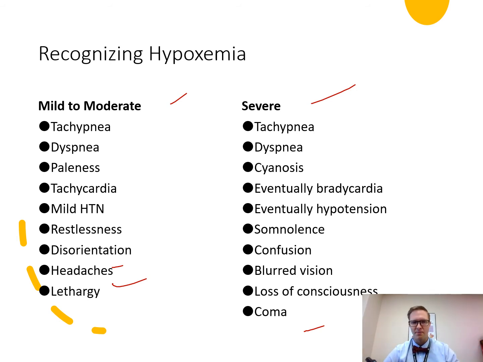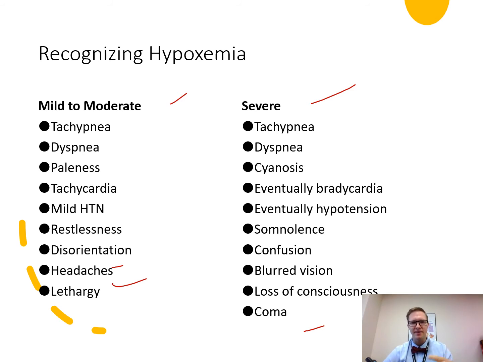If this person's in a coma, they're not conscious whatsoever, there's no gag reflex, they're very, very sleepy, they have hypotension, they're bradycardic, then I know this patient might have severe hypoxemia. We might need to go ahead and do invasive mechanical ventilation. They might require an artificial airway currently.